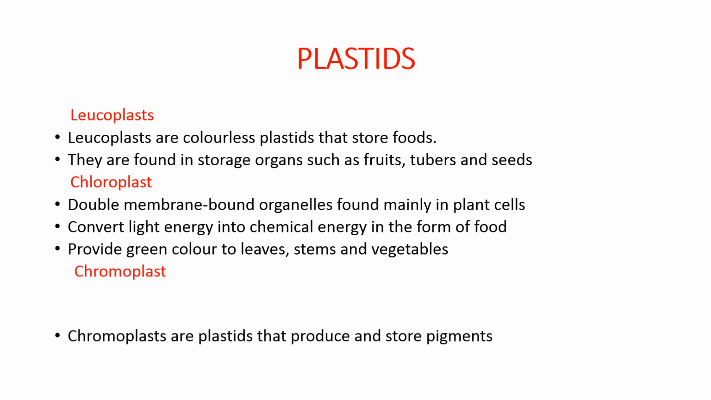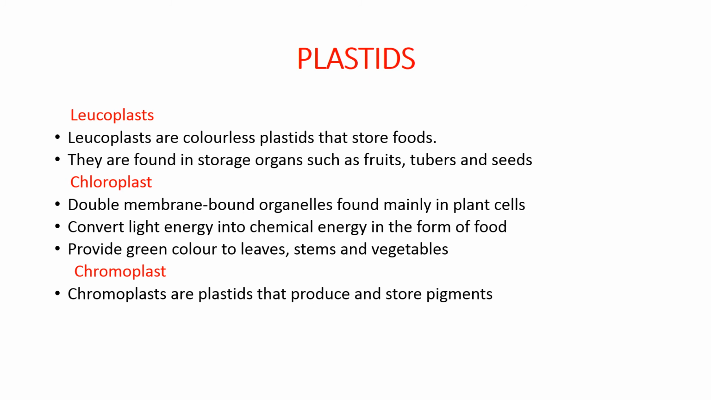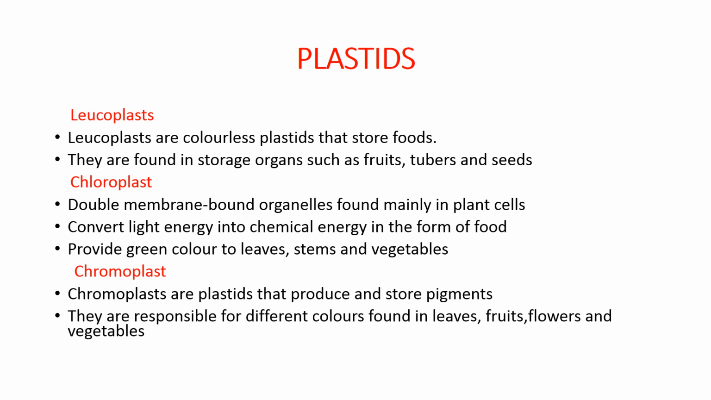Chromoplast, the color plastids. Chromoplasts are plastids that produce and store pigments. Different colored pigments they can contain, namely carotene, xanthophylls, etc. They are responsible for different colors found in leaves, fruits, flowers and vegetables.